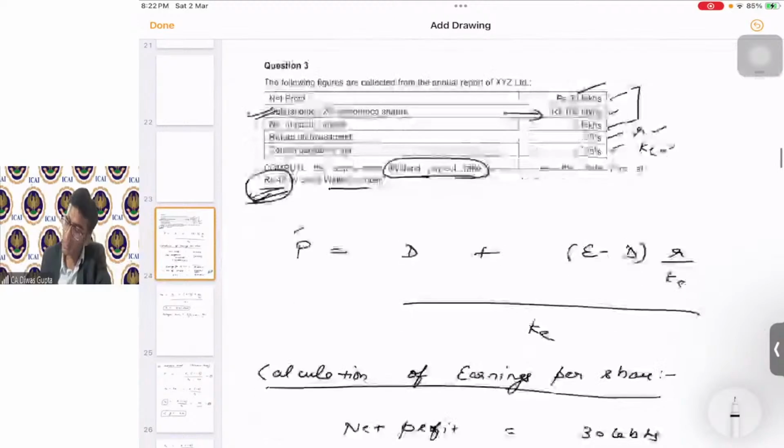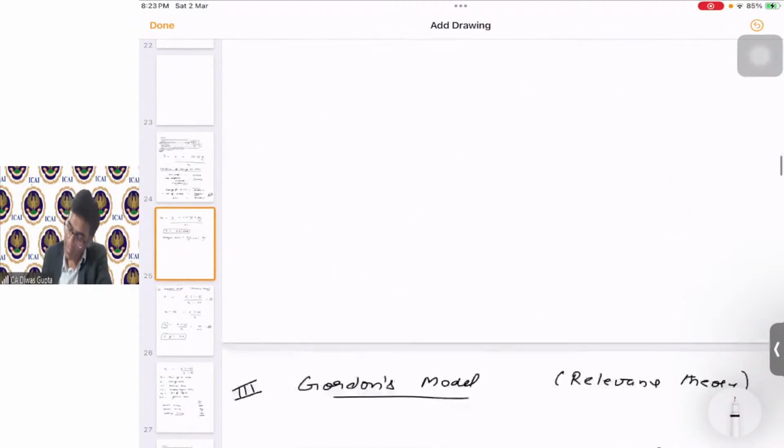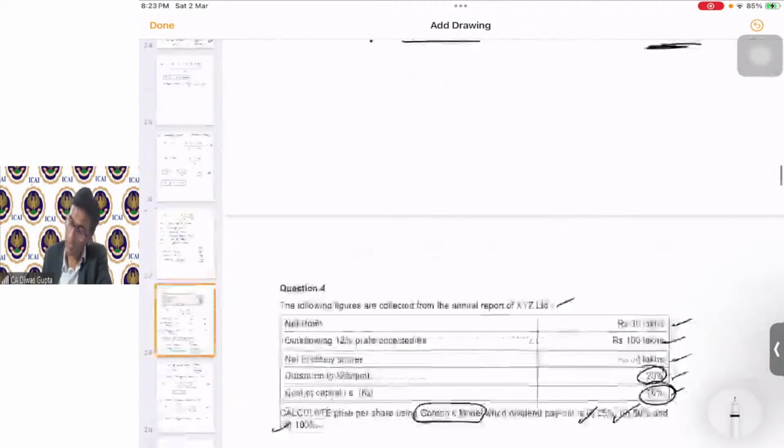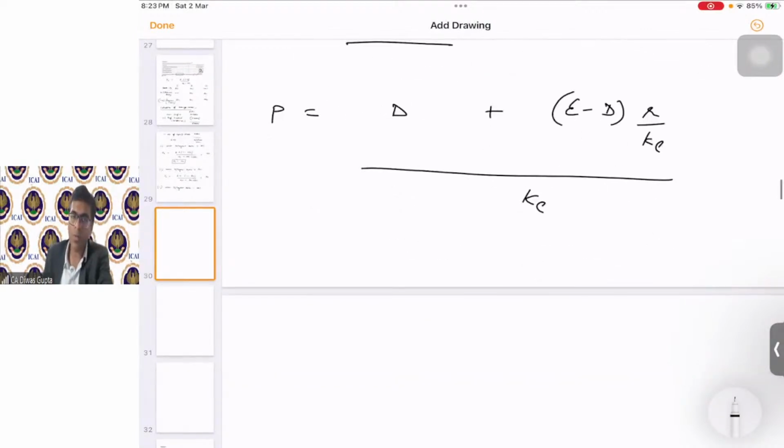No, actually in this also we have not calculated because it was given that it should be 42, correct? It should be 42. That is what it was given. But let's say using Walter's model, we calculate this price. So the price is equal to dividend plus earnings minus dividend times R divided by KE, whole divided by KE. This is Walter's model.